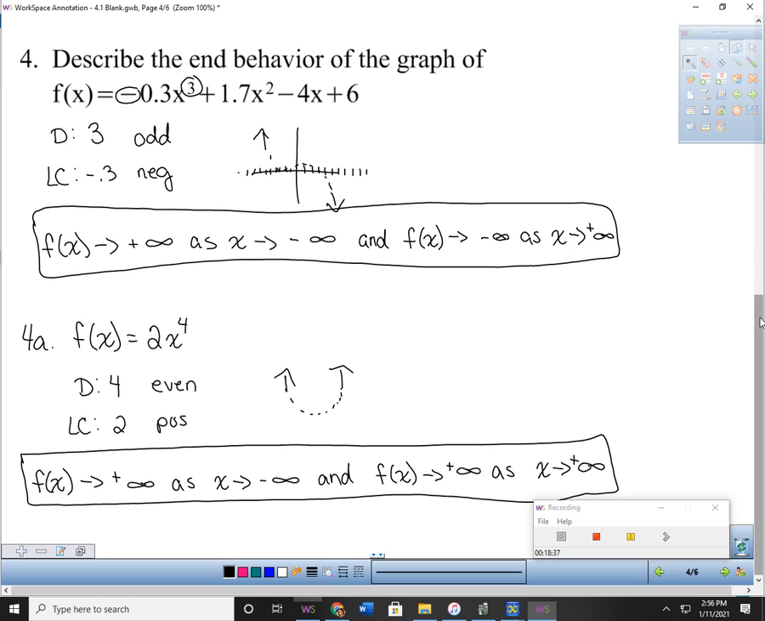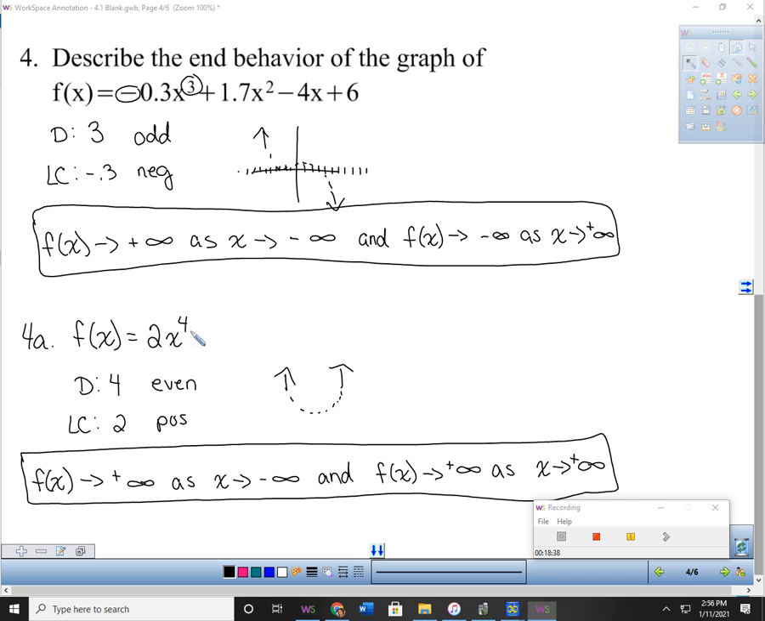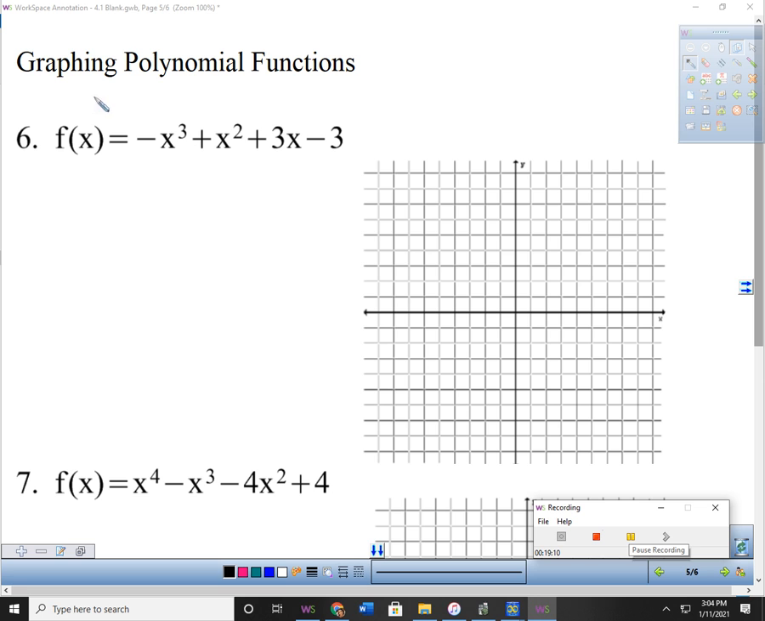All right? On this one, degree was even, so both up, both down. In front, you had a positive, so they're both going to be up. So on the left-hand side, you're looking at this one, right? So as your x values go towards negative infinity, your graph is going up. So your y values are going towards positive infinity. On the right-hand side of your graph, when you're going towards positive infinity, your y values are going up towards positive infinity.